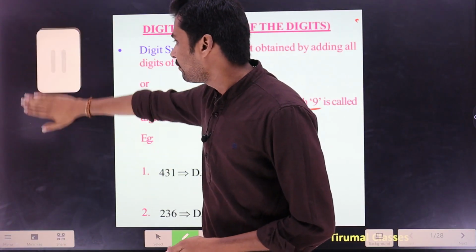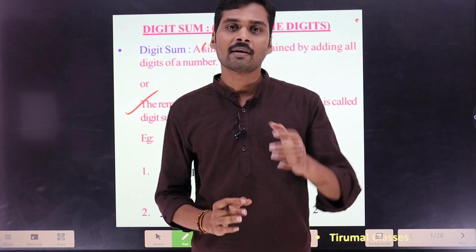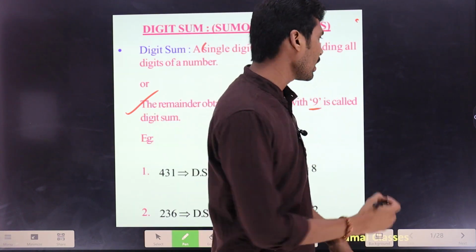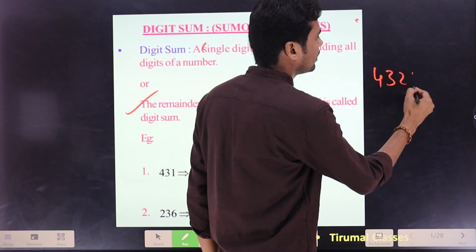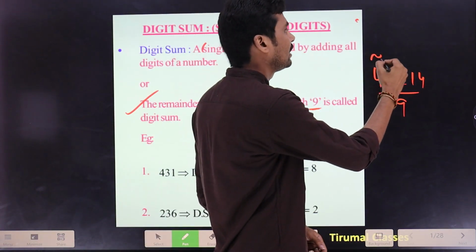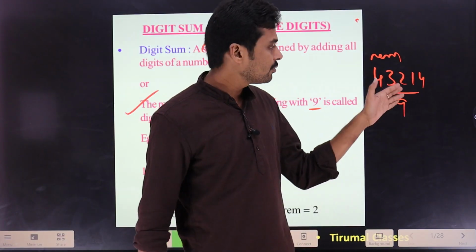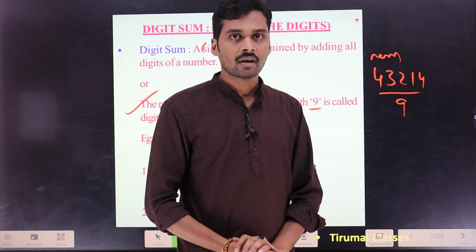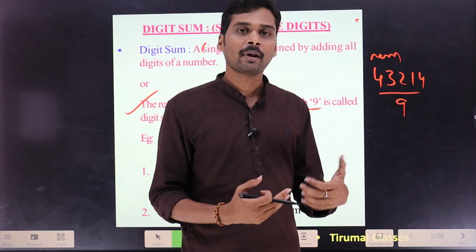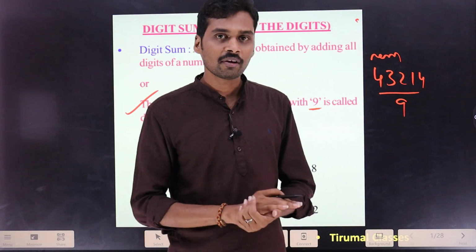Whenever you are dividing by 9, you know the divisibility rule of 9. What is the divisibility rule of 9? If the sum of the digits in the given number is divisible by 9, then the complete number is divisible by 9. Suppose I ask what remainder we get when a number is divided by 9. Generally we divide the number completely by 9, but because we know the divisibility rule of 9, we can apply that concept.